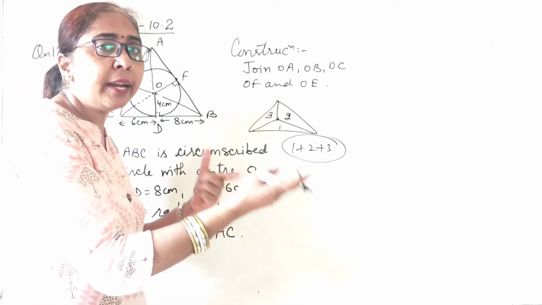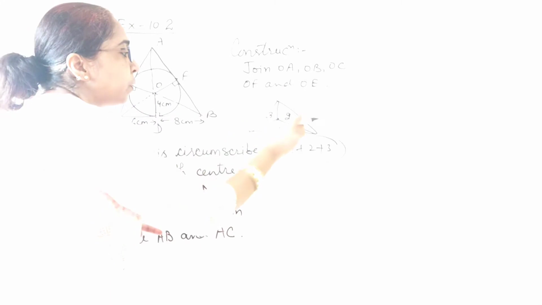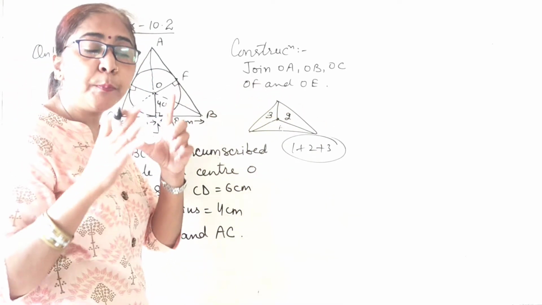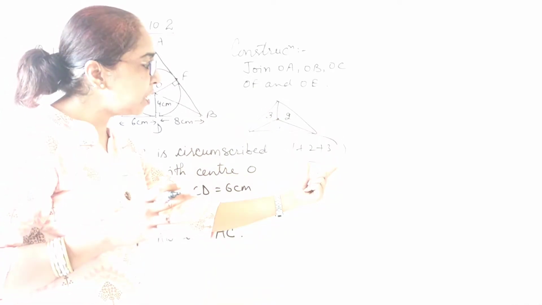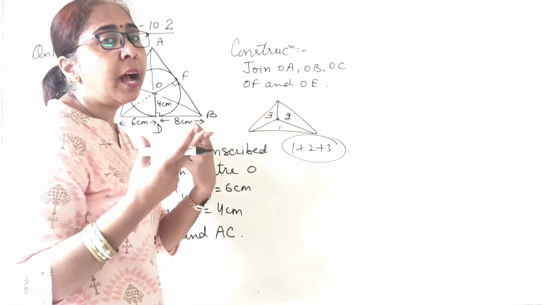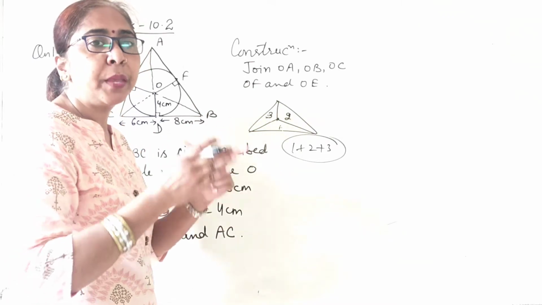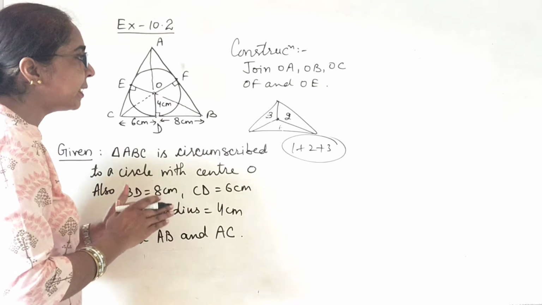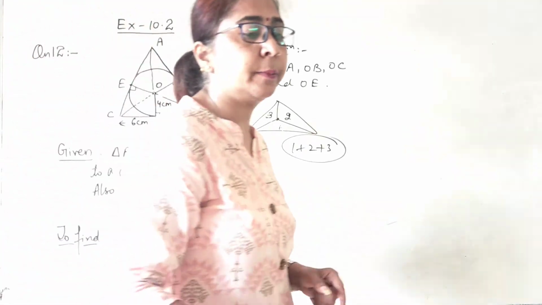And on the other hand, I want to find the area of the bigger triangle separately. Then I will equate the sum of these three triangles and the bigger triangle together, and from there I will find out the sides AB and AC. Okay, so let us see how I will do that.